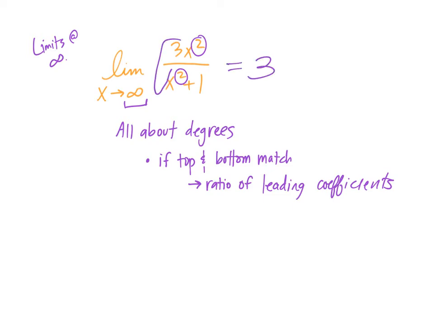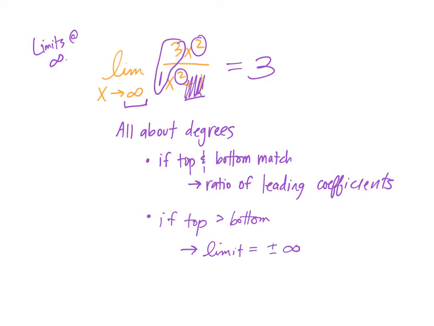All that matters is the 3 and the invisible 1. This plus 1 right here, in the long run, is irrelevant. All that matters is the degrees. For other examples, if the top degree is greater than the bottom, then there is no horizontal asymptote, and that means the limit equals, it's going to be plus or minus infinity. We just have to observe.